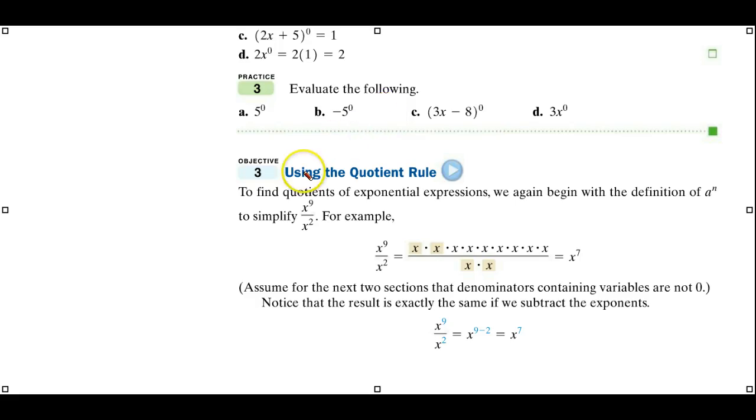Our next objective is using the quotient rule, where we have something like this. X to the 9th divided by x to the 2nd. Well, if you were to string these out like so, you would get 9 x's and 2 x's. And we say anything divided by itself is 1. So these are a couple of 1's. So what do you have left? X to the 7th.